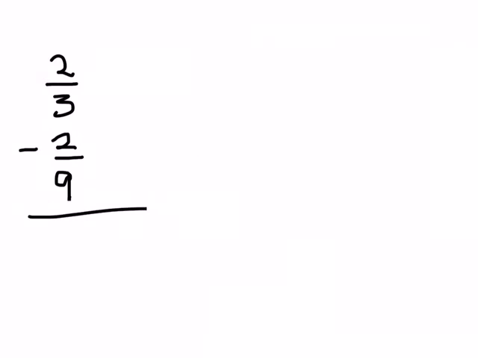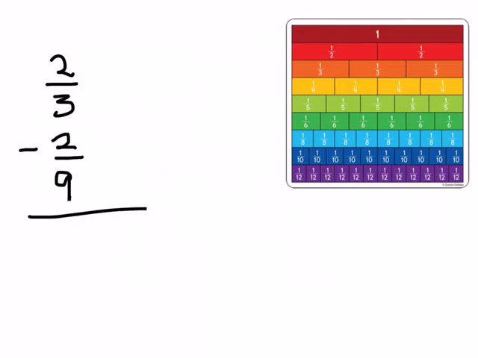In this problem, we are going to subtract 2/9 from 2/3, or 2/3 minus 2/9. So my denominators are not common denominators, so I am going to get my tools out. I know that I can use multiples, and I know that I can use my fraction chart. So I'm going to grab my chart. Now, when I look on my chart, I do see thirds, but I do not see ninths.